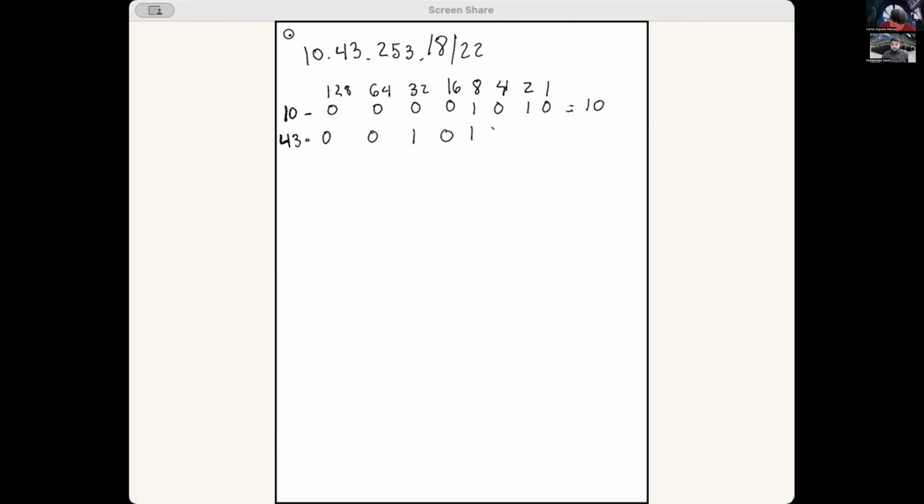Then we just need a 3. So we need 1, 1, that's 43, right? Correct. Then we follow with 253. So for 253, this has to be set to 1: 128, 192, 224, 240, 248, 252, 253. Okay, correct.